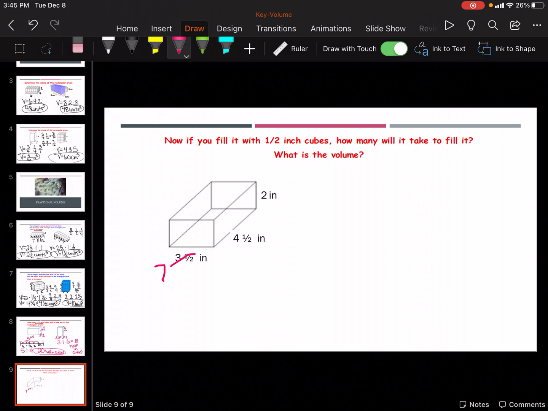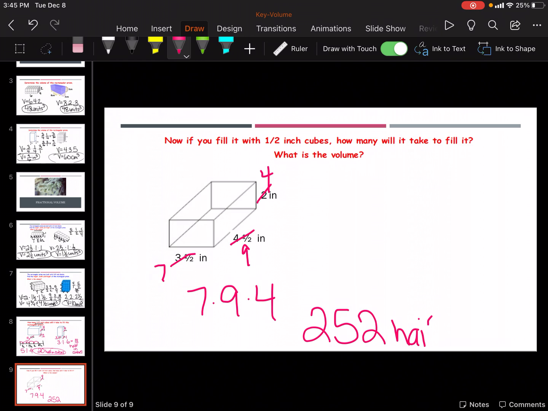So this is going to be 7 inches. 7 1/2 inches can fit. This is going to be 9 1/2 inches and 4. So 7 times 9 times 4, which is going to give me 252 1/2 inch cubes.